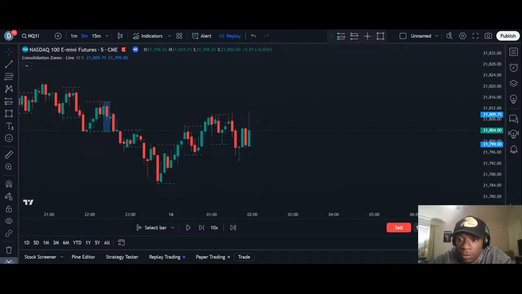This is TradingView. This is just backtesting. We're just backtesting because it's the weekend, and it's good to keep your mind fresh. When I'm trading live during the week, I'm trading on Topstep and Apex, Topstep funded accounts and Apex funded accounts.